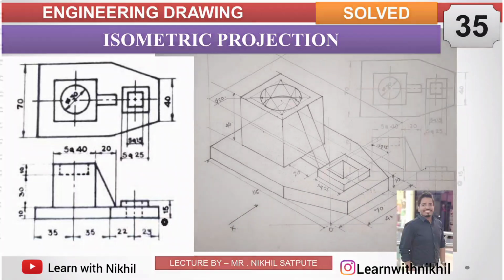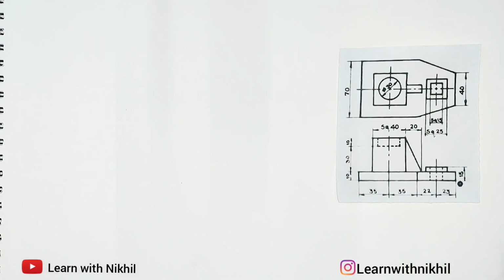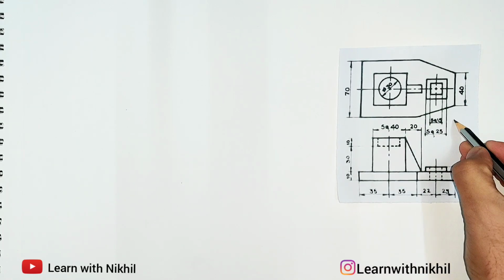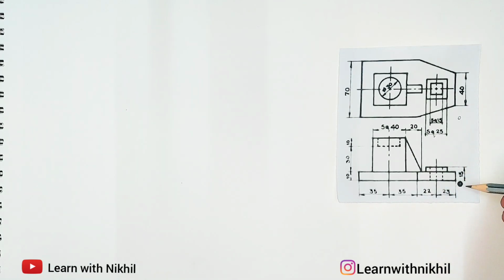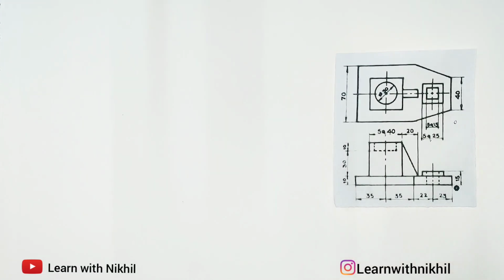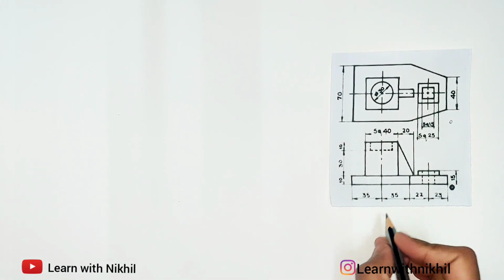So here we have taken another sum on isometric projection where we have been given the front view and the top view and we have to draw its isometric view. So this is the point O. It will be somewhere here as it's the slant line. So from point O on the left side we have the top view and the front view dimension.